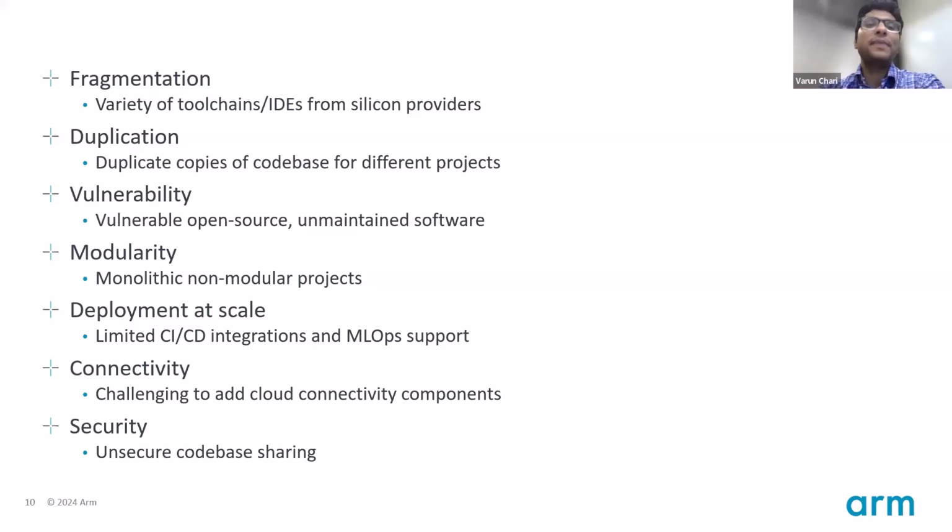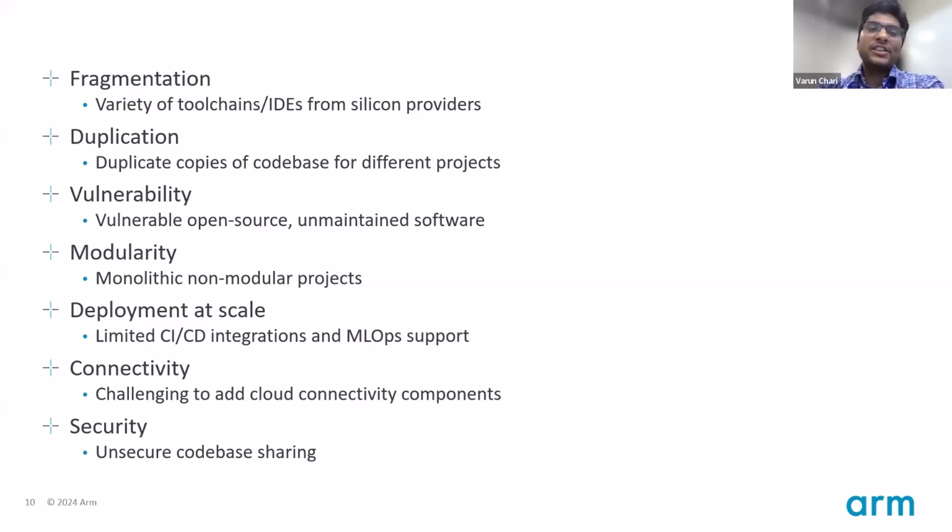There is a lot of fragmentation currently in the industry. There are a variety of tool chains or IDEs from different silicon providers. For example, if you are using products from one silicon provider and then decide to change to a different silicon provider, you would have to go through their tool chain and their IDE to port your entire application and production chain to that silicon provider.